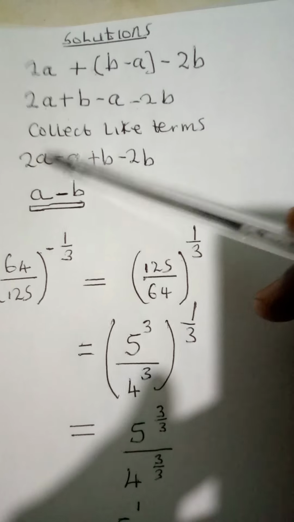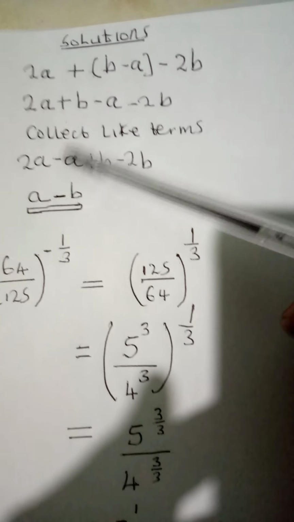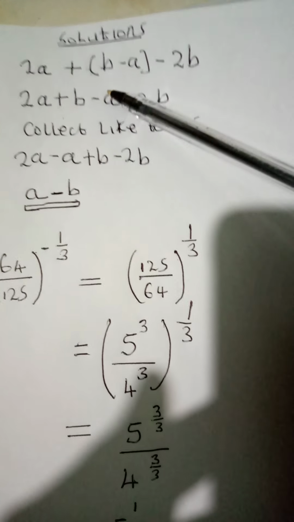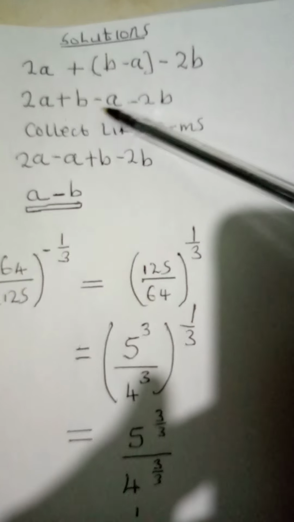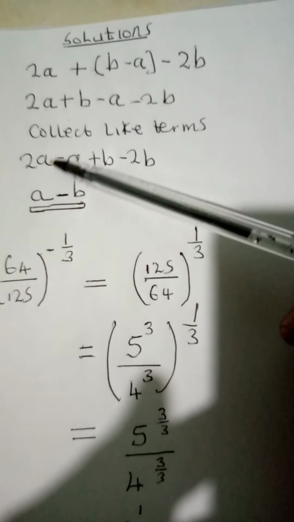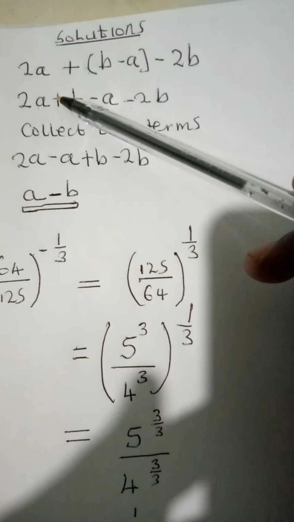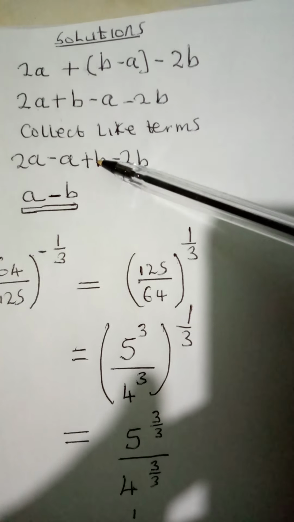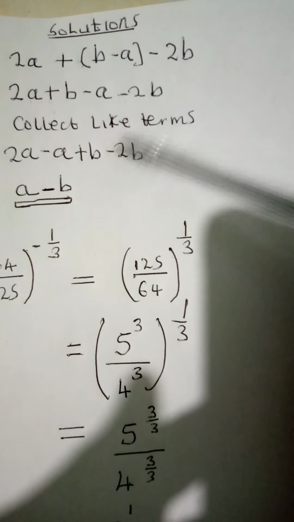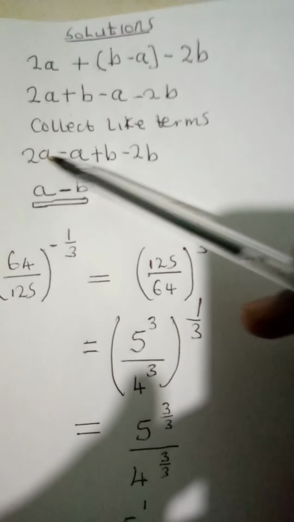So get the 2a, bring it here. Get this minus, bring it here, and then get the a, bring it here. This is not changing because it has not crossed any equal sign. So just bring it together with the sign that it is having. And then from here you get this positive b, the plus. And then the b is here, get the minus, bring it here, get the 2b, bring it here. Then here this 2a minus a.